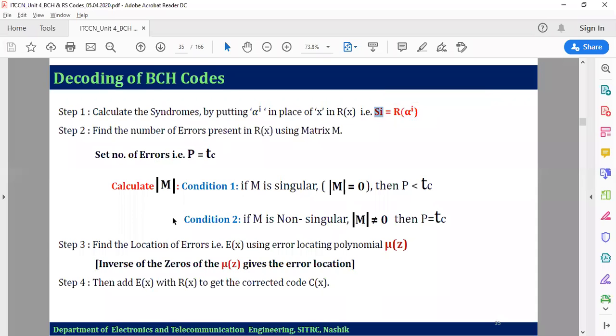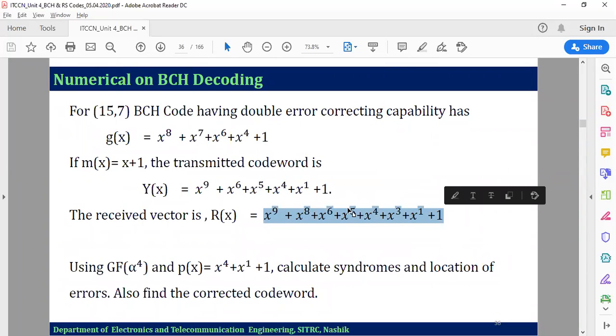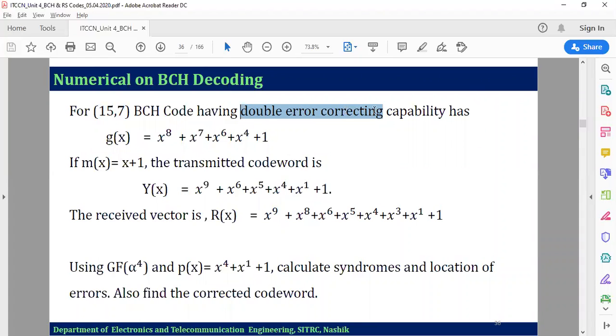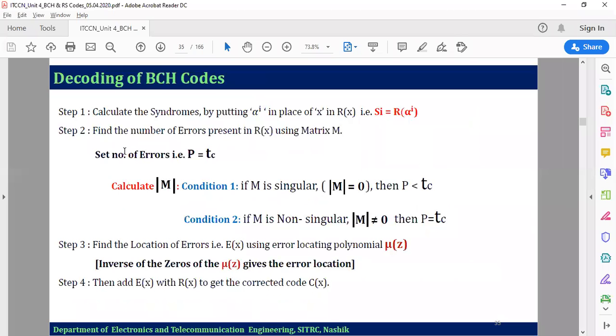Now next, remember the correction capability of the code is given as 2. They have not mentioned that the received code word contains 2 errors. That means it can contain 1 error, or it can be a valid code word. It is not imperative that the received code word given in the numerical contains 2 errors. Remember these things. Everyone, please pay attention. The 15, 7 BCH code has double error correcting capability, so it is capable of correcting 2 errors. They haven't mentioned that the received code word contains the 2 errors. So we need to find out first how many errors are present in the received code word.